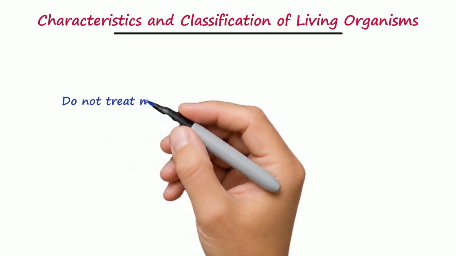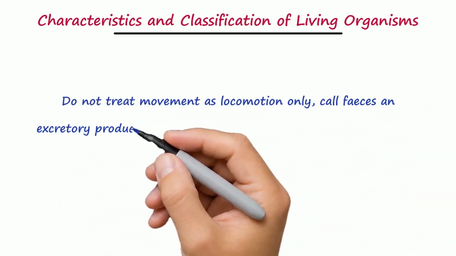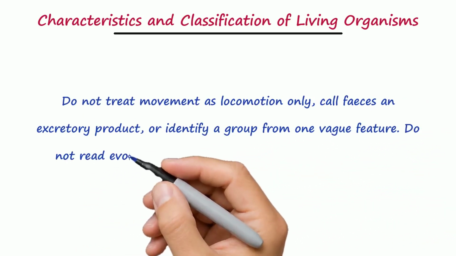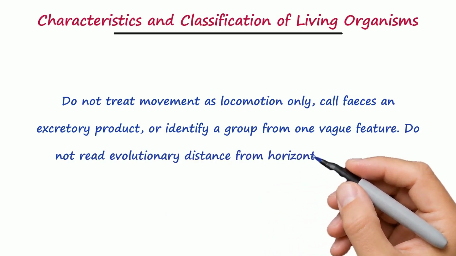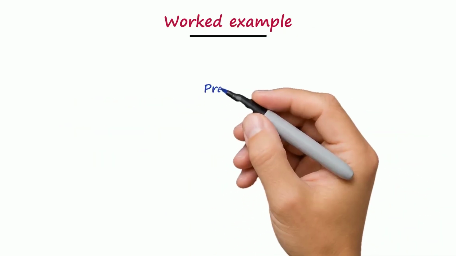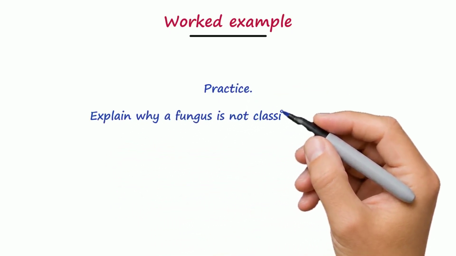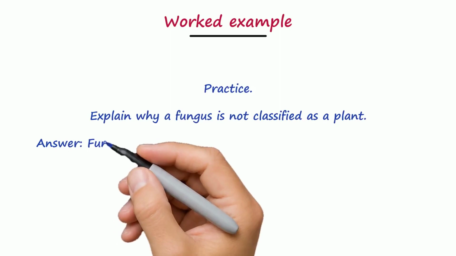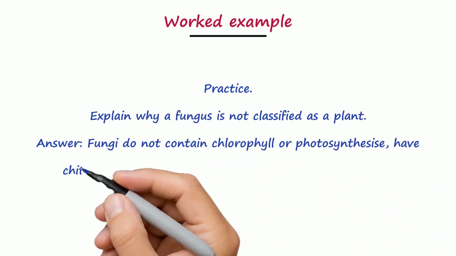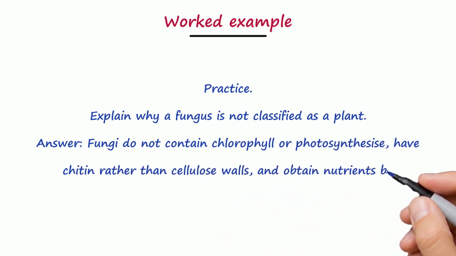Do not treat movement as locomotion only, call feces an excretory product, or identify a group from one vague feature. Do not read evolutionary distance from horizontal spacing on a branching diagram. Practice. Explain why a fungus is not classified as a plant. Answer. Fungi do not contain chlorophyll or photosynthesize, have chitin rather than cellulose walls, and obtain nutrients by extracellular digestion and absorption.